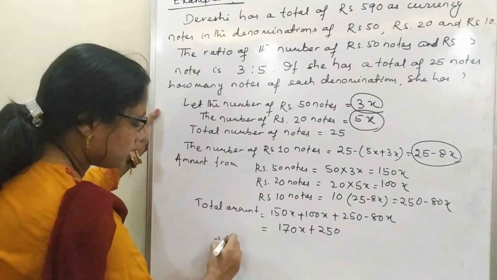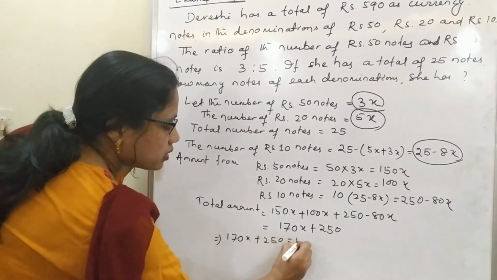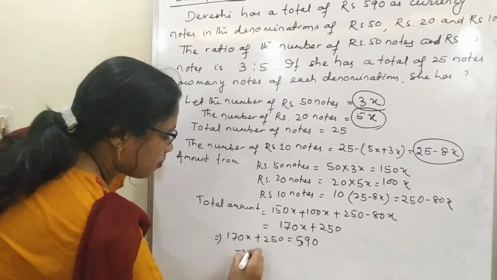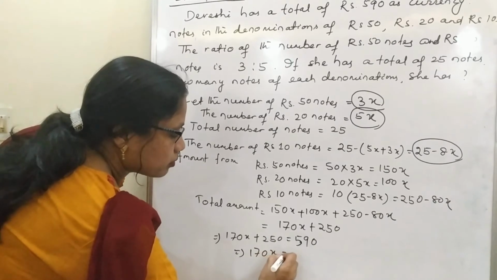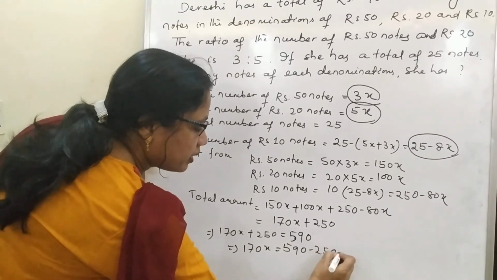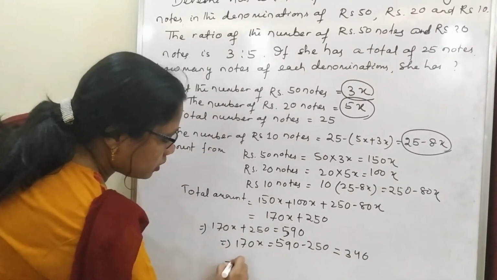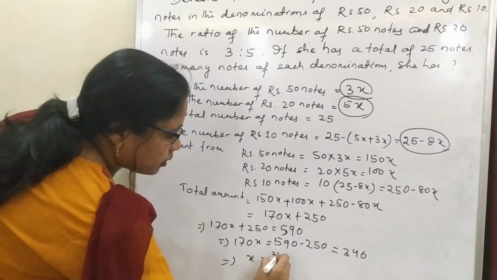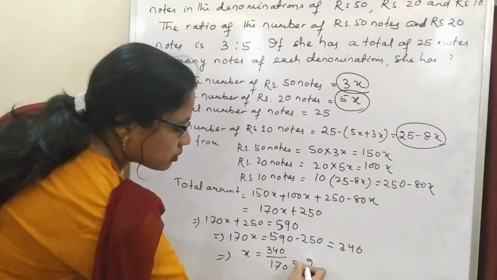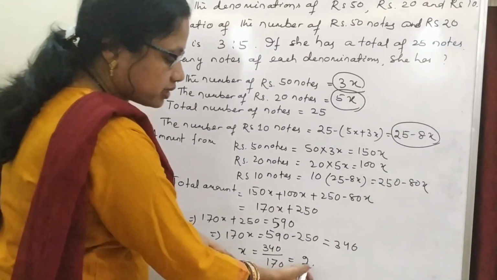So this implies 170x plus 250 is equal to 590. So this implies 170x is equal to 590 minus 250. This is equal to 340. So this implies x is equal to 340 by 170. This is equal to 2. So here we find x as 2.